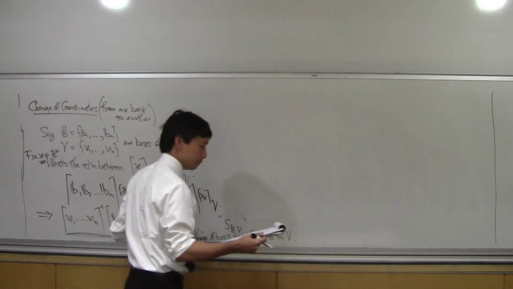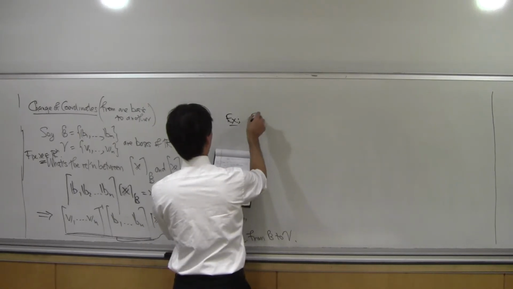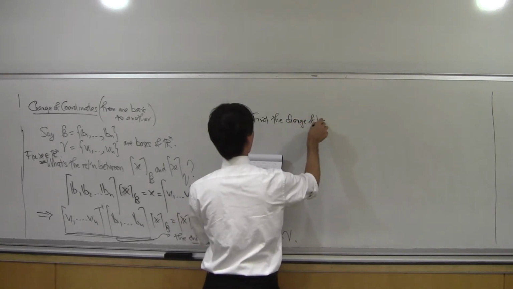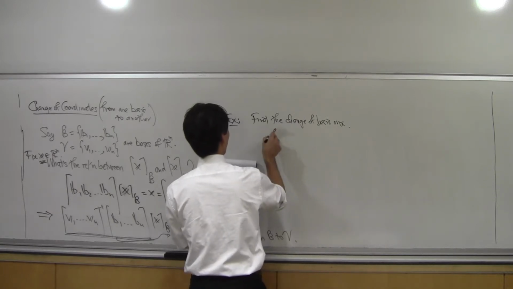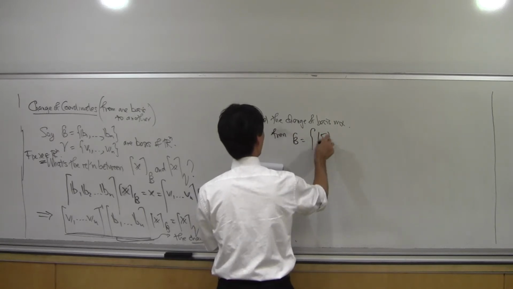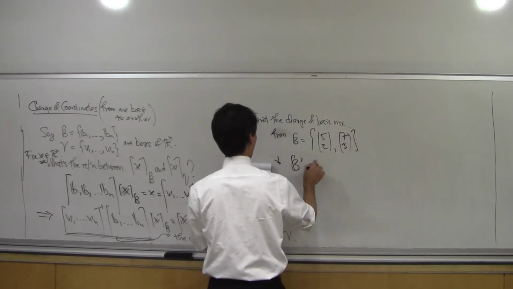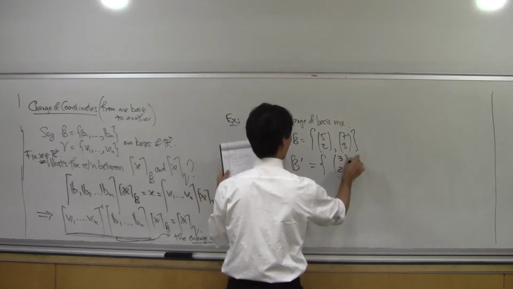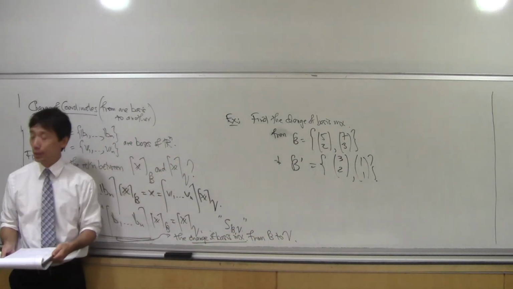Okay, so here's an example. Here's an exercise for you. Find the change of basis matrix from the basis (5, 2), (7, 3) to this other basis, (3, 2), (1, 1). Okay, so take a minute or two and see if you can do that.